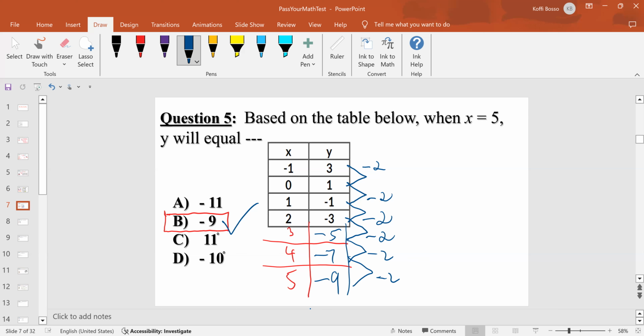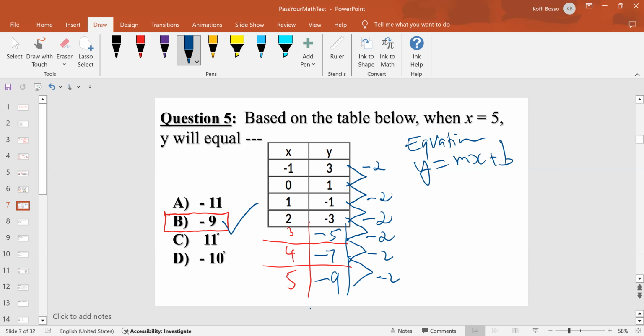But the question we're going to ask is this: suppose they say to find the value of y when x is 100. Are we going to waste time doing this one by one until we reach 100 for x? No. The other method is to find the equation of this line. We're going to use y equals mx plus b.